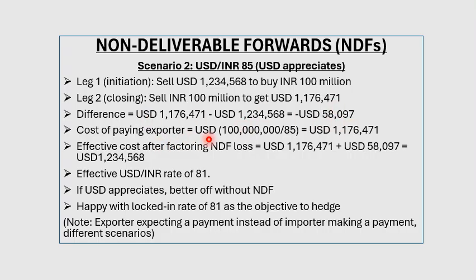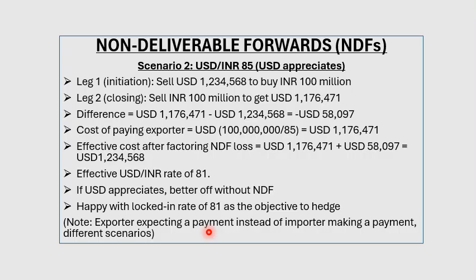His actual cost of paying the exporter will be USD 100 million divided by 85, which is 1,176,471. But his effective cost after factoring the NDF loss will be USD 1,176,471 plus the loss in the NDF, which is USD 58,097, a total cost of USD 1,234,568, again an effective USD INR rate of 81. Note that in such a scenario, where the USD appreciates, the trader could have been better off without the NDF. He would have paid only USD 1,176,471 for the INR 100 million. However, since the objective was to hedge, the importer should be okay with the outcome, a locked-in rate of 81.